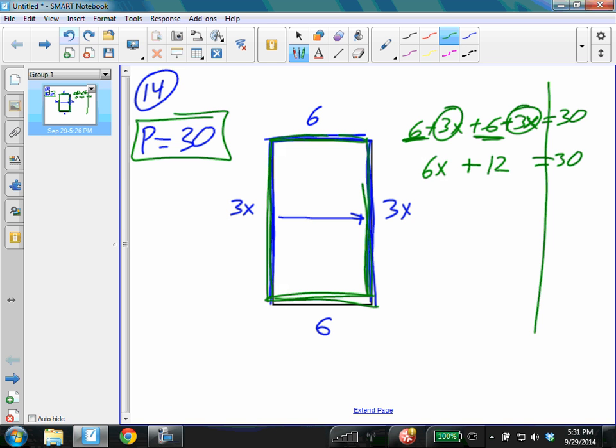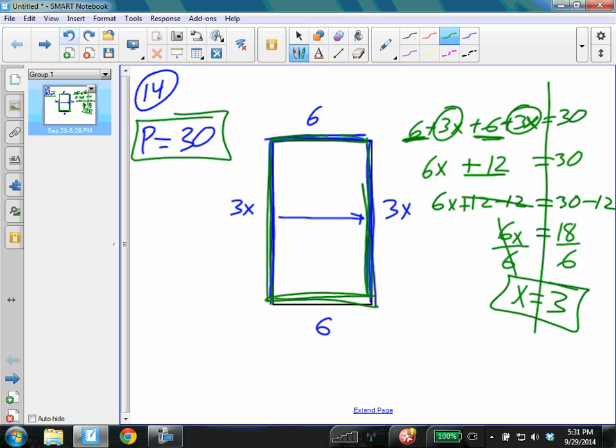All right, and now I'm going to try to get this x by itself. Just like I've been doing in the past, in order to do that, I need to get rid of this 12 first. So I'm going to do the opposite of adding 12, which is to subtract 12 from both sides of the equation. So these cancel, and 6x is equal to 30 minus 12, which is 18. And now, to get x by itself, I'm going to divide by 6 on both sides. So x is equal to 3 in this case.